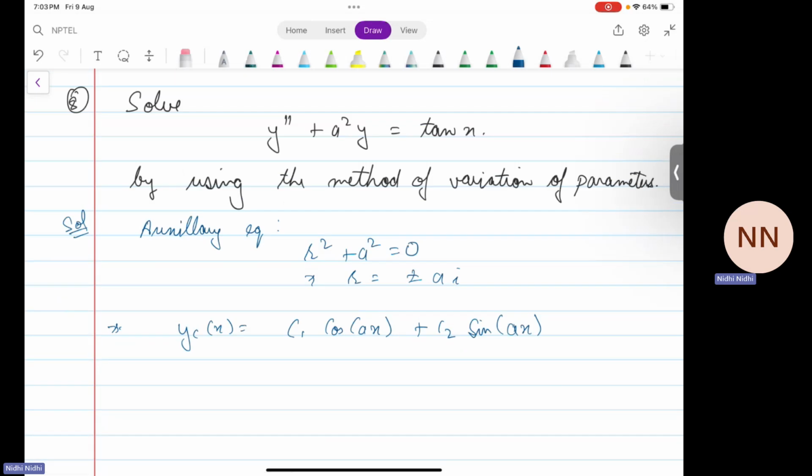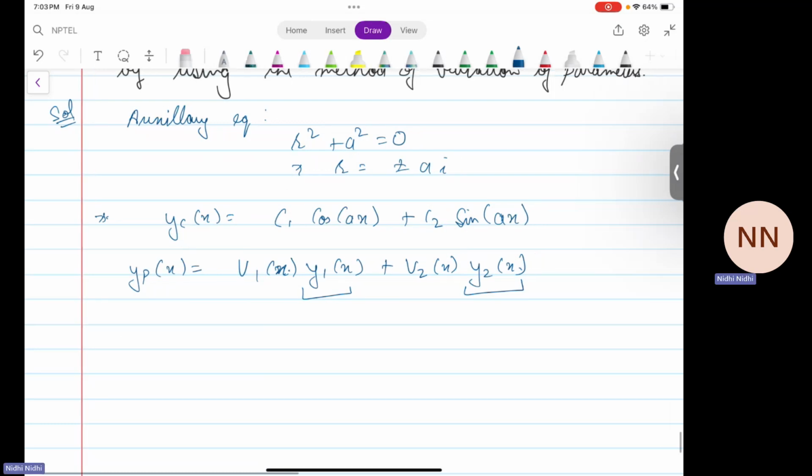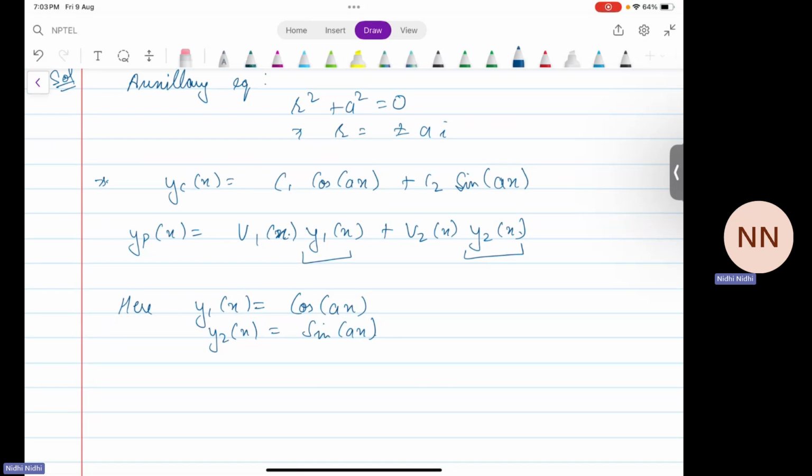Now, the method of variation of parameters says that the particular solution yp(x) is given by some function v1(x) y1(x) plus v2(x) y2(x), where y1 and y2 are the two linearly independent solutions of the homogeneous equation. So here our y1(x) is cos ax and y2(x) is sin ax. Moreover, these functions v1 and v2 are such that they satisfy the following two equations.